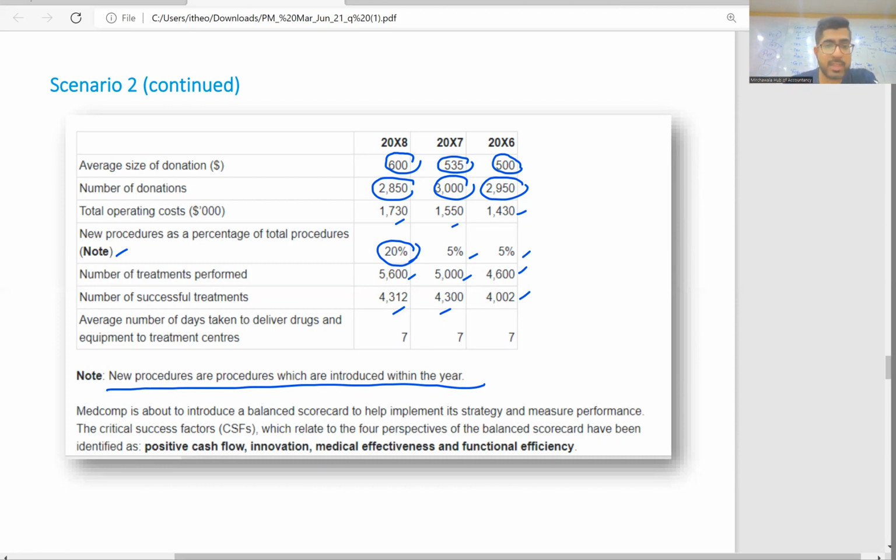Average number of days taken to deliver drugs and equipment to treatment centers. How long does it take to deliver drugs and equipment? 7 days, 7 days, 7 days. Okay.